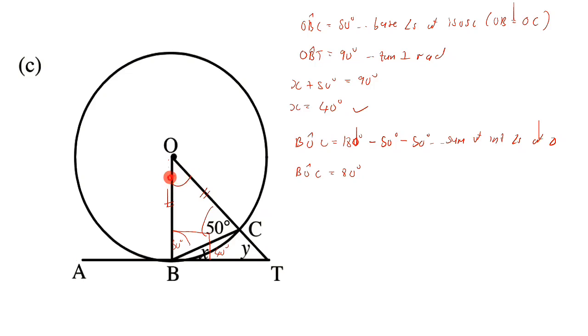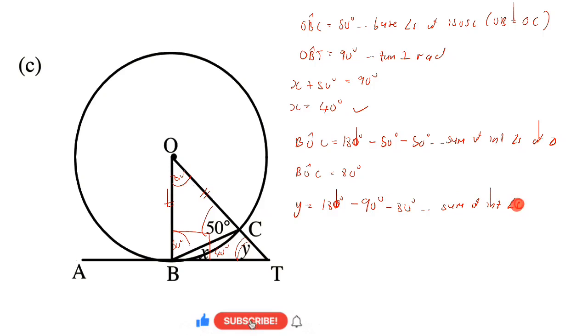So if we have 80 degrees here, we now want to use the right-angle triangle OBT to find the value of y, right? So now to calculate y, we'll say y is equal to 180 degrees minus 90 degrees from here, and then minus the 80 degrees we just calculated. And the reason for this, once again, is sum of interior angles of a triangle, right? So our y is now equal to 10 degrees.